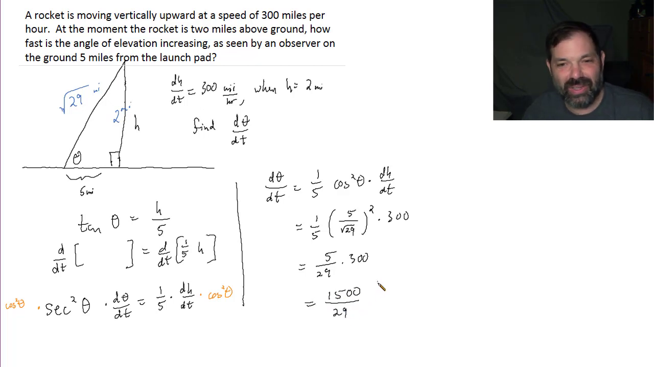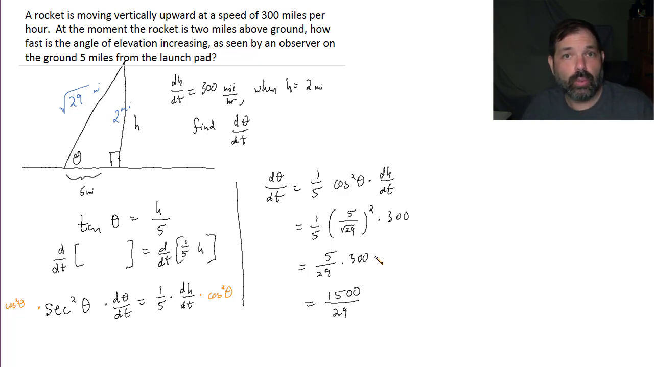So now what are the units on this? Now, the dh dt is officially in miles per hour. But if we think of theta, we don't measure theta in terms of miles, right? We would measure theta in terms of a unit for an angle.